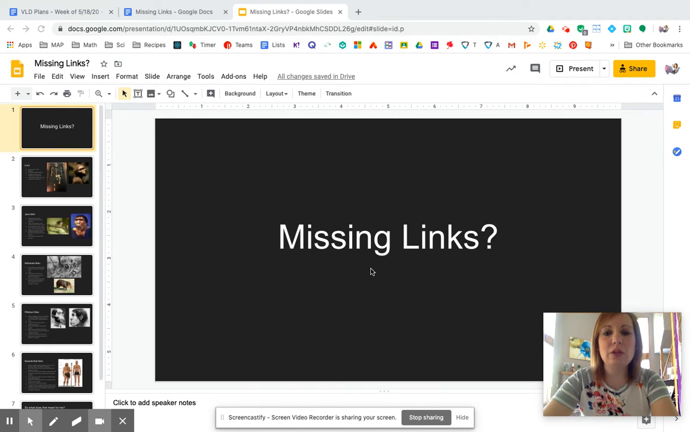So today I just want to really quickly touch on the idea of missing links. A missing link is a link between two creatures in the evolution model. For example, it's the link between apes and humans, because humans are said to have evolved from apes. So there should be something in between that is ape-like and human-like that came between the two of us.